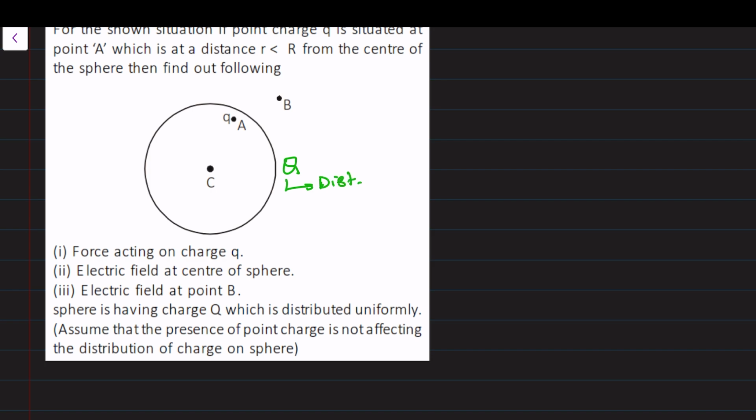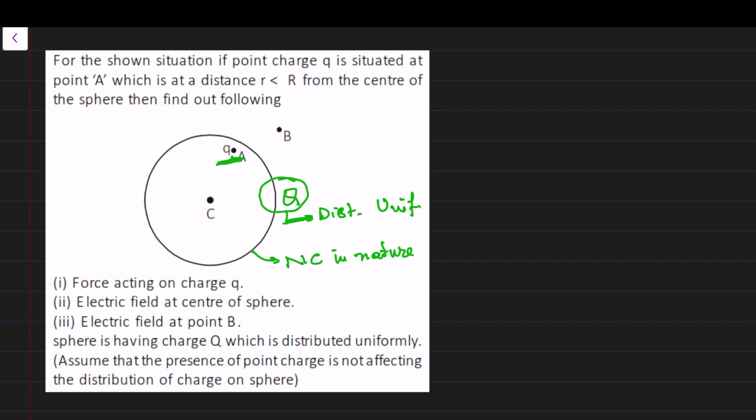Now, if it is distributed uniformly in the presence of Q, it means this sphere is non-conducting in nature. Only then it is possible. Otherwise, in the presence of this charge, this cannot be uniform. Moreover, it is also given, assume that the presence of this point charge Q is not affecting the distribution of this charge. This is given because even in the non-conducting medium, due to the polarization, some redistribution of charge takes place. So they are telling us to neglect the polarization part, right?